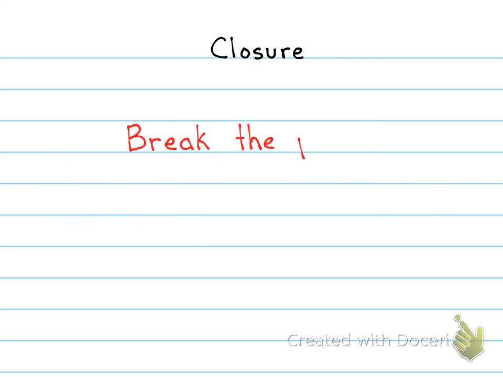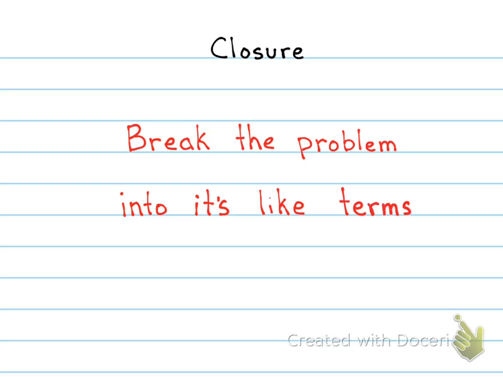So in closing, when we are multiplying and dividing exponents with our coefficients, the easiest way to do this is to just break the problem into its like terms. And I recommend highlighting. You could rewrite it in colored pencils until you really get the hang of it. And then once you truly understand what you're doing, it's very easy to do this using mental math.